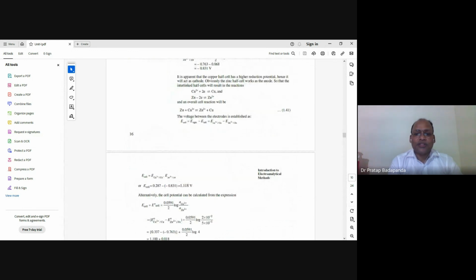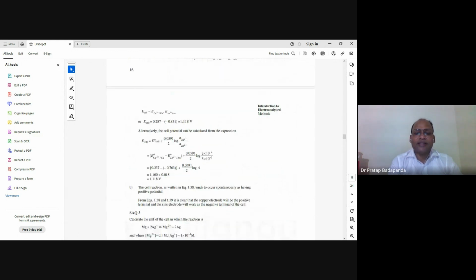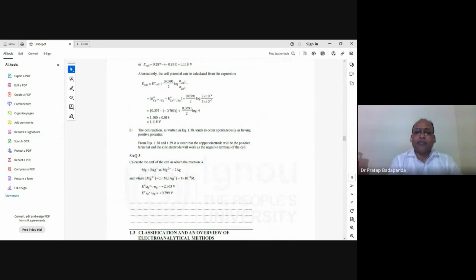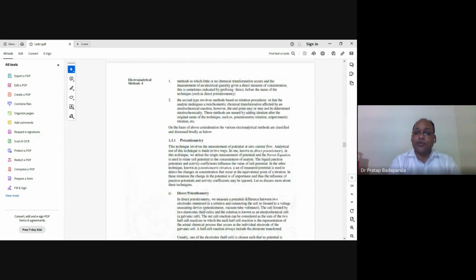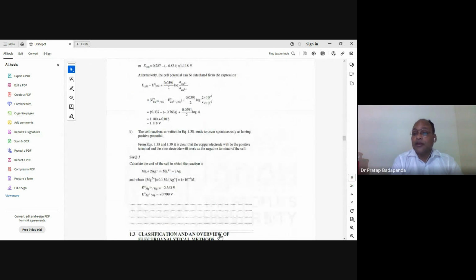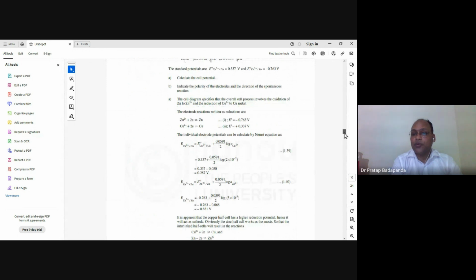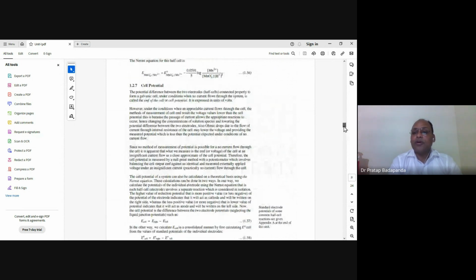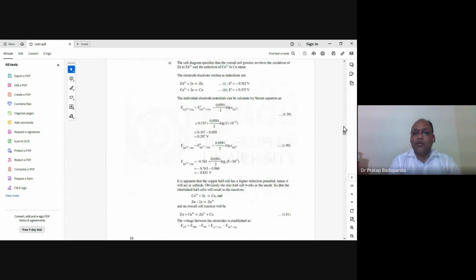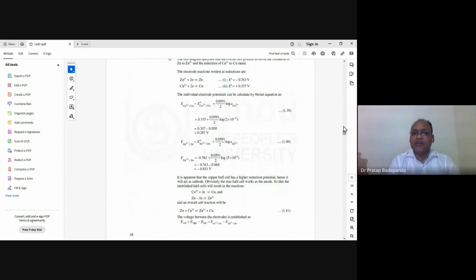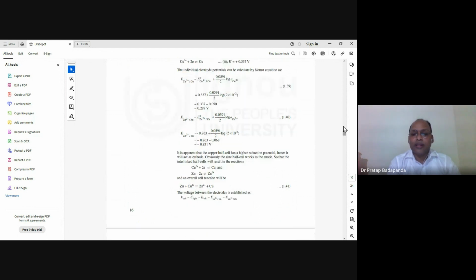So this is the process of how to calculate the numericals. For numericals, you have to put in the formula, the Nernst equation: E cell is equal to E naught cell minus 0.0592 divided by n. You have to find out the value of n. Then you have to put in the values, and the concentration is given. On the basis of that concentration, here is the numerical given.